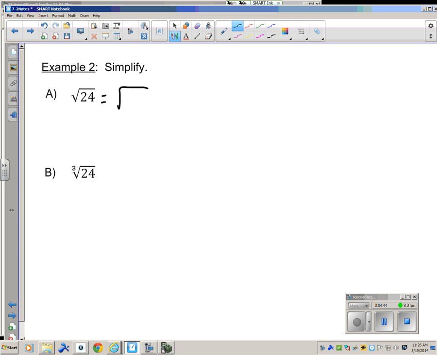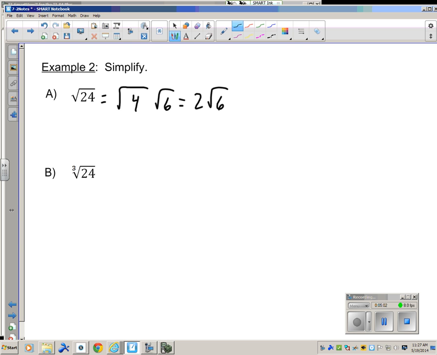When I'm thinking about this, I'm thinking, what times what gives me 24? Oh yeah, 4 times 6, and I'm picking 4. I'm not picking 8 and 3 or 2 and 12 because I can't find the square root of any of those. But I can find the square root of 4. The square root of 4 there is 2.